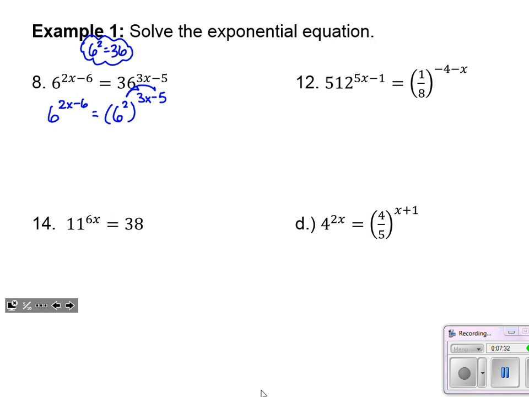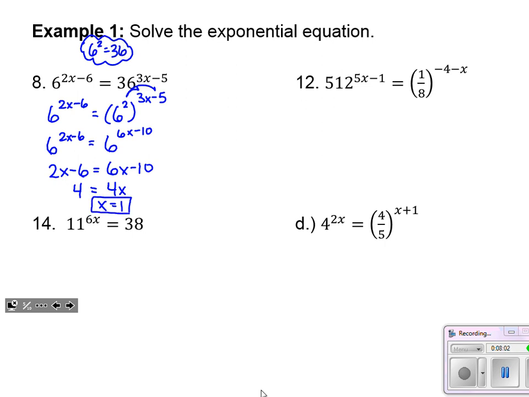Let's see what that does for our equation. So now I've got 6 to the 2x minus 6 equals 6 to the 6x minus 10. Because they are both 6 to some power, if those terms are going to be equal, then the exponents have to match because the bases already match perfectly. All I'm really trying to solve is 2x minus 6 equals 6x minus 10. Subtract 2x from both sides, add 10 to both sides. I find that x equals 1.